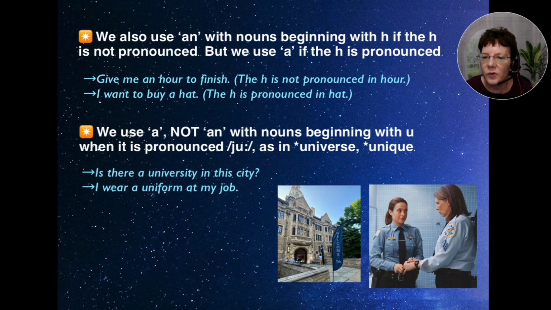Okay, so we use a, not an, with nouns beginning with U when it is pronounced like you, as in universe, unique, words like this. So we have an example. Is there a university in this city? Or I wear a uniform at my job.